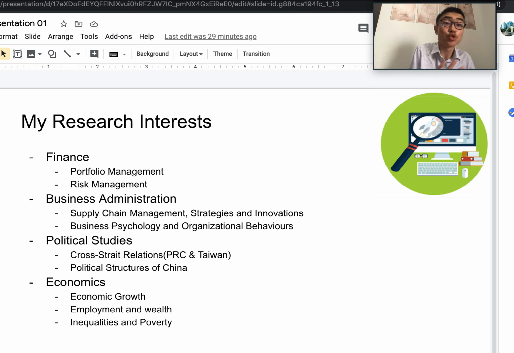And the second area is risk management, which is highly correlated to portfolio management. That is the study of how to minimize the risk of a particular investment. And one way to accomplish risk management, in a nutshell, is portfolio management.